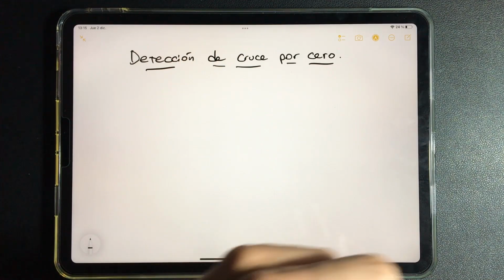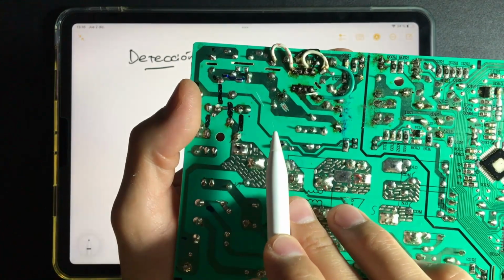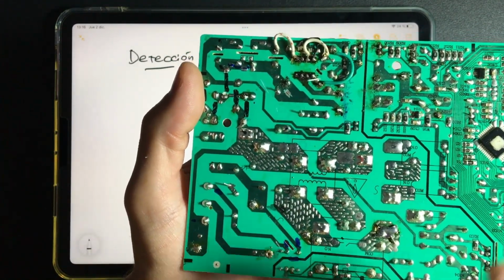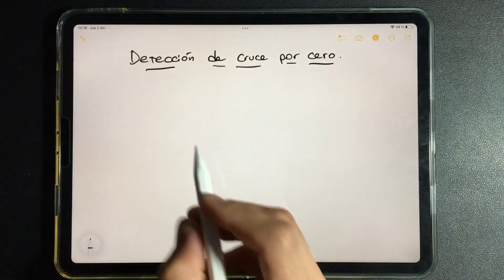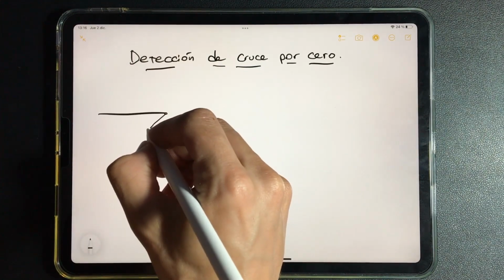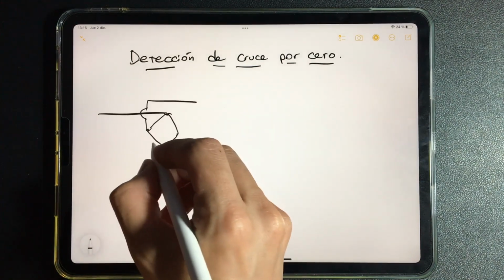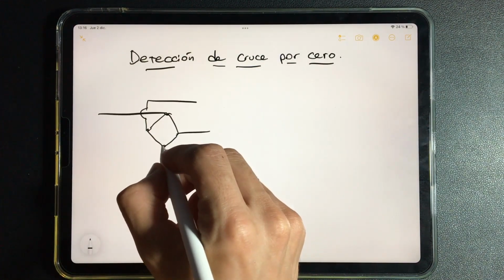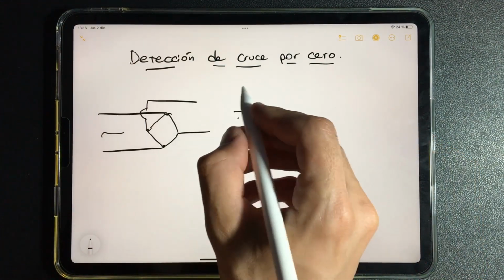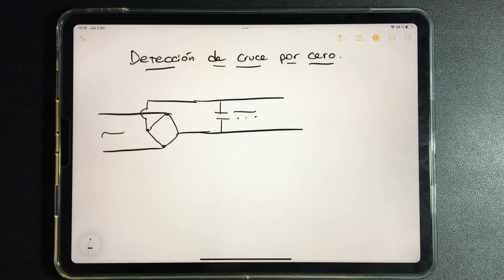For now, what I will explain is zero crossing detection, which is a part of the board that I mentioned to you when we were tracking tracks. It works as follows. Again, we have to redraw our famous rectifier. Alternating current. Direct current. And here we have the capacitor.